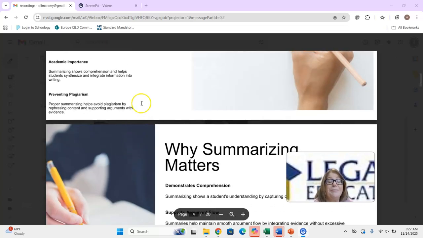The connection to plagiarism is that essentially when you're summarizing, you're not copying and pasting or letting AI do the work for you. And we'll dig into this a little bit more. But you'll see here that proper summarizing helps you avoid plagiarism by ensuring that you're rephrasing and you're not just rephrasing the content, but you're supporting the argument with evidence.